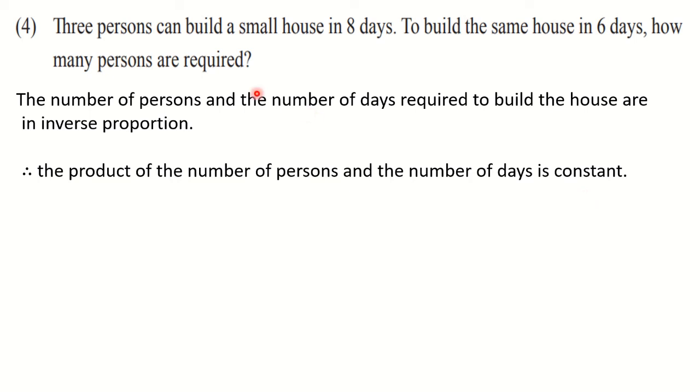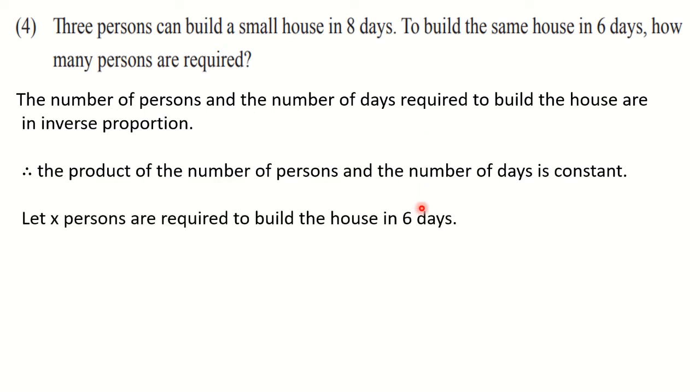See here, number of persons are 3, and product means into. So what we can write down? Therefore 3 into 8, and here we have an unknown. We have to find out how many persons are required. So those unknown persons we will take as X. Let X persons be required to build the house in 6 days. So now we have the product: here 3 into 8 and here X into 6, and these two products are equal.